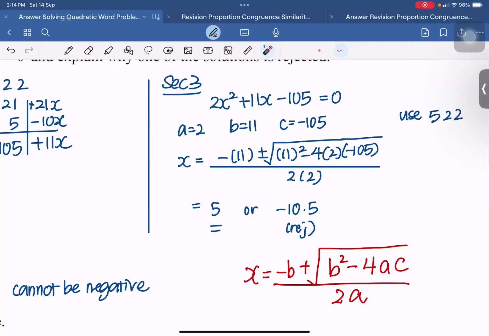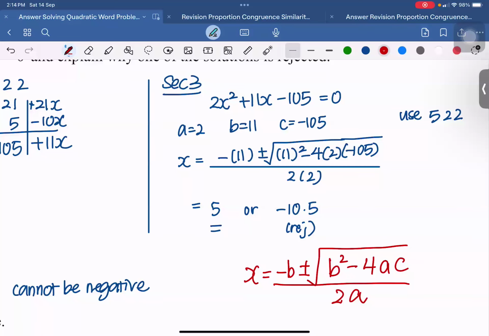Alternatively, you do the shortcut. You press menu 522. You key A equal, B equals, C equals. Then you press equal to get your first answer, equal to get your second answer straight away. You don't need to use your calculator to do the long step. Thank you, Hari, for attending the remedial.